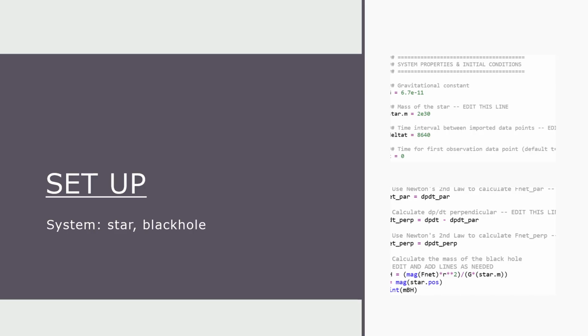constant. I also have the calculations for Newton's second law to calculate F net parallel and F net perpendicular. These are the formulas for that. And then I also have the lines of code that calculate the mass of the black hole. Here you can see I'm multiplying the magnitude of F net by the radius squared, which is the distance between the star and the black hole, and then dividing that by the gravitational constant and the star's mass.